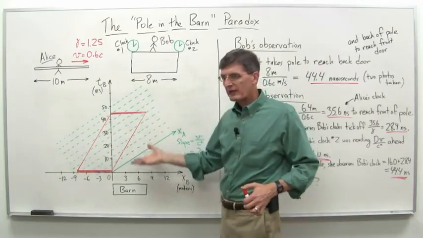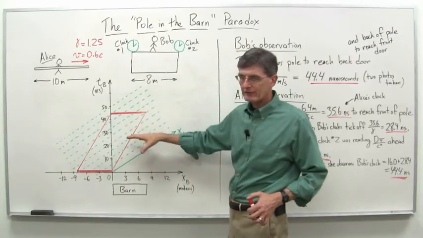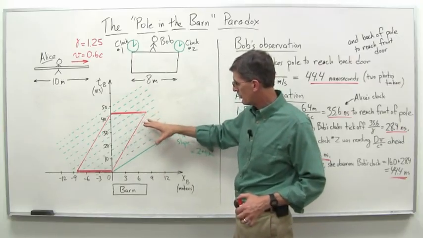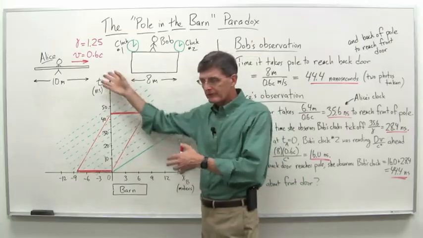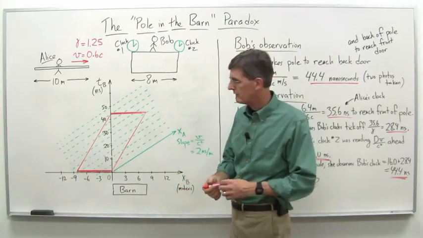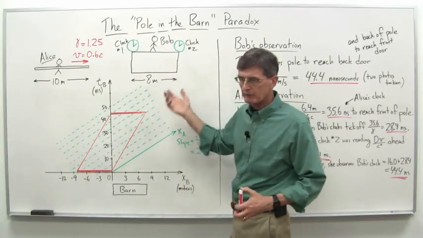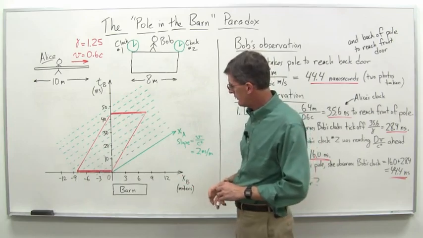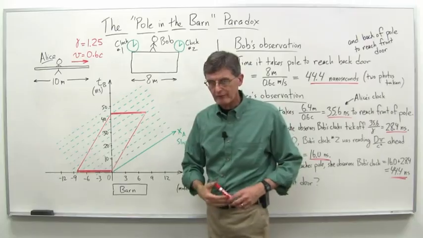Now, if you did a very precise diagram and put both of Alice's axes on here, you could also show that you get the length contraction effect as well, in terms of how long she would see the barn being, not 8 meters, but actually 6.4 meters there. But again, that gets a little messy in terms of the diagram.